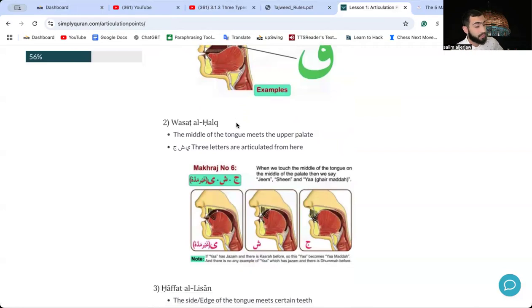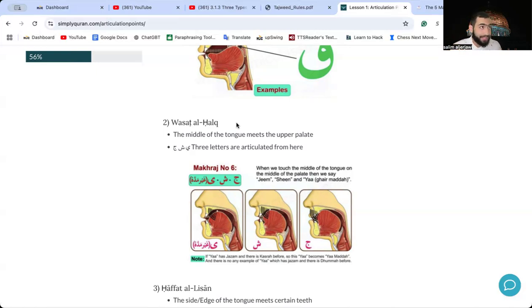The purpose of knowing the exits, why do we need to know it? If we have a basic understanding of where each letter is located, we will be able to pronounce it easily and clearly. That's the point of reading the Quran. This lesson might be complicated for some people, it might be simple for others, but it's very important to grasp it or to have an idea what we're talking about.